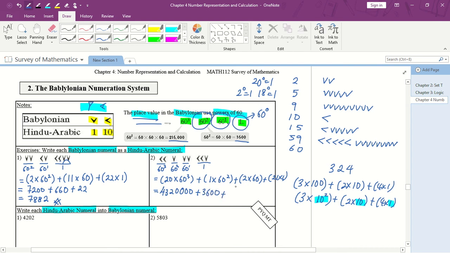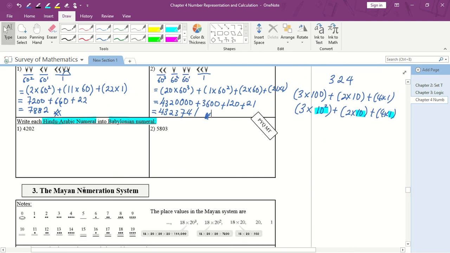2 times 60, 120, and plus with 21, which is 21. So we add up together. So it will be equal to 4323741, and that should be the answer. Okay, so it's kind of an easy concept, but we can do it.